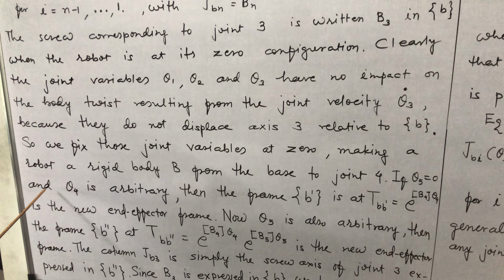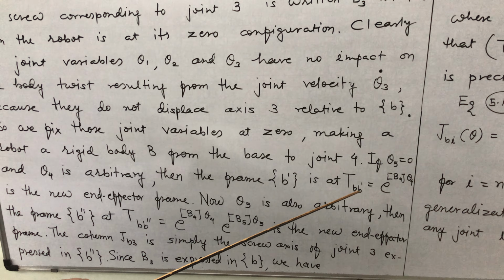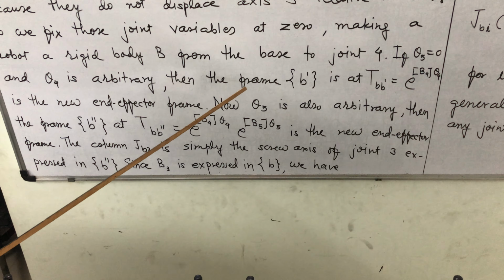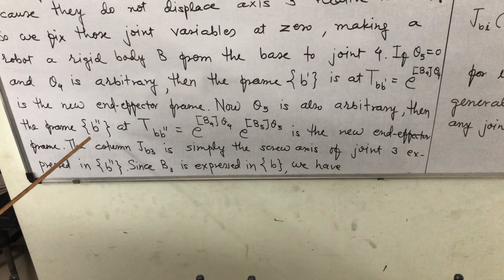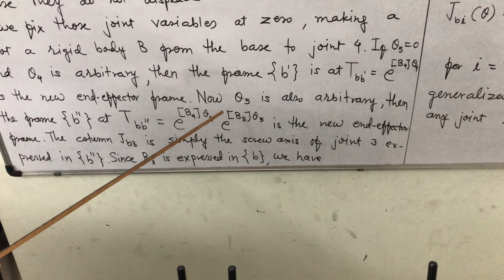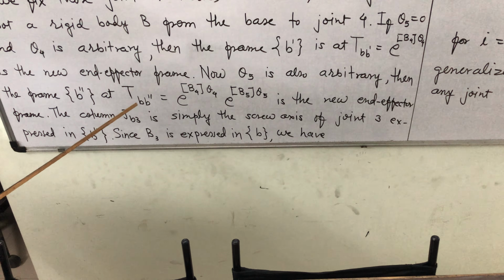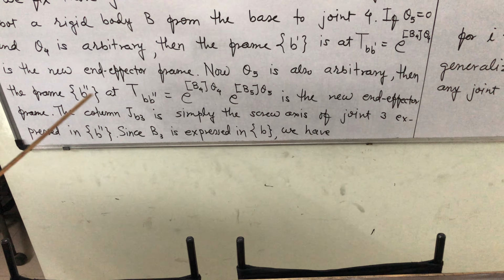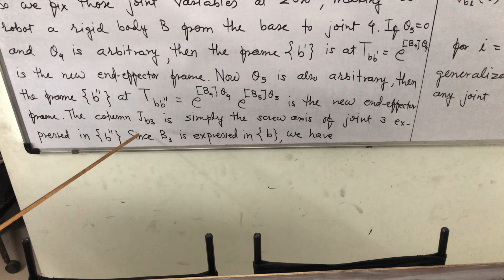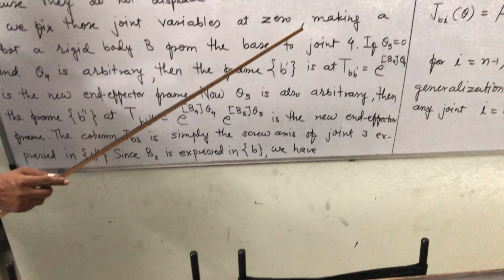If θ5 equals 0 and θ4 is arbitrary, then the frame B dash is at TBB dash equal to e raised to B4 θ4, which is the new end effector frame. Now if θ5 is also arbitrary, then the frame B double dash is at TBB double dash equal to e raised to B4 θ4 into e raised to B5 θ5, the new end effector frame. The column JB3 is simply the screw axis of joint 3 expressed in B double dash. This one.